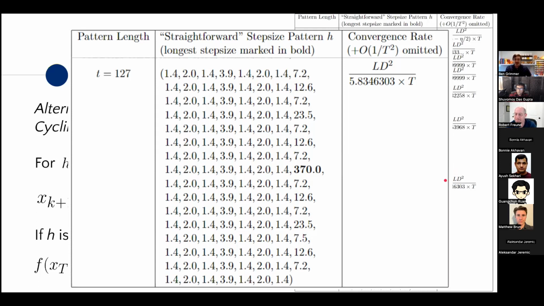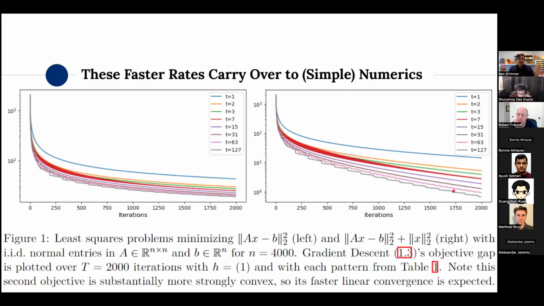Okay, I have one numeric in the whole slide. This is primarily a theory talk, but I took these patterns and ran them on a very simple setting. If you look at least squares problems, randomly generate data A and B, minimize AX minus B squared. That's on the left, or minimize AX minus B squared plus a 2 norm squared, which makes the problem quite strongly convex. On the right, we see that the improvement from that table carries over immediately.